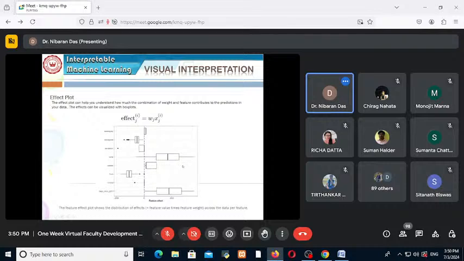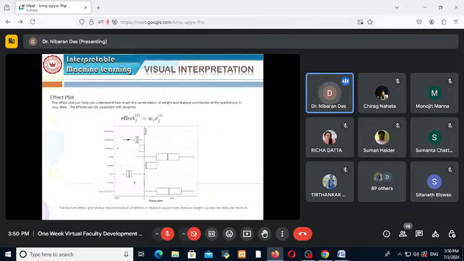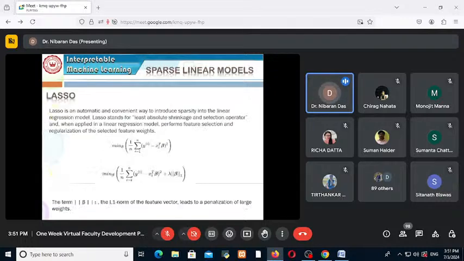But the problem is that this kind of interpretation is quite easy when the number of features is small. If your number of samples is very high and the number of features is very small, then you can represent them easily through this kind of plot. But if your number of features is very high and the number of samples is low, in that case it would be difficult to interpret them. In that case, you have to use what are called sparse linear models. You need to reduce the number of features.